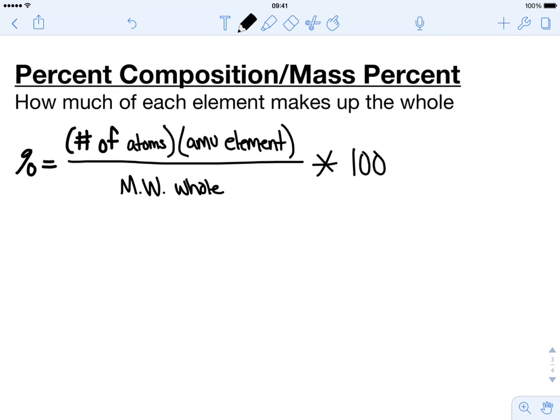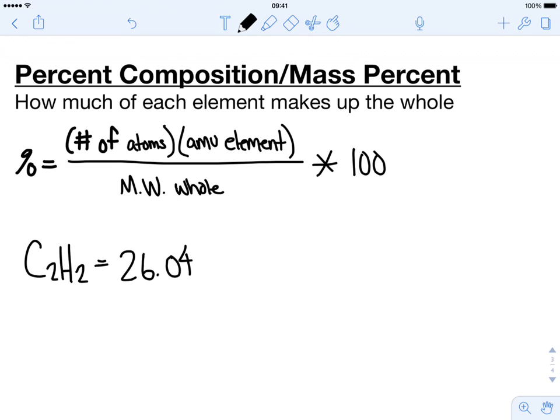Now this is a skill that we're going to have to use in order to determine percent composition / mass percent. Now again, the reason why I have a slash here between these two terms is because they mean the same exact thing. So whether a question is asking you to find percent composition of some element or mass percent of some element, it's asking you to find the same exact thing. So what percent composition is, it's finding out how much of each element makes up the whole thing.